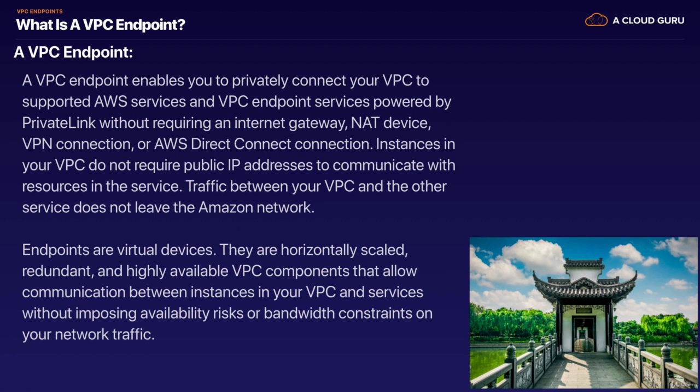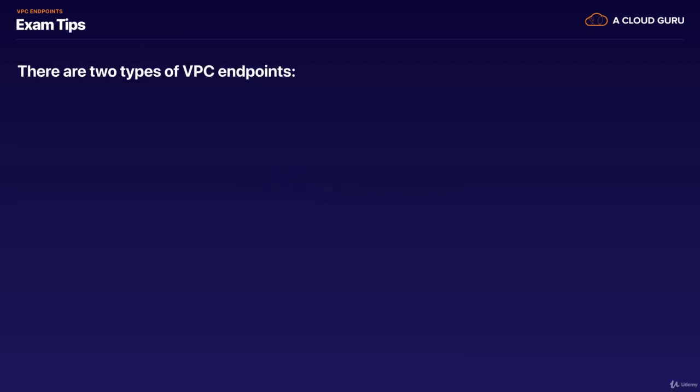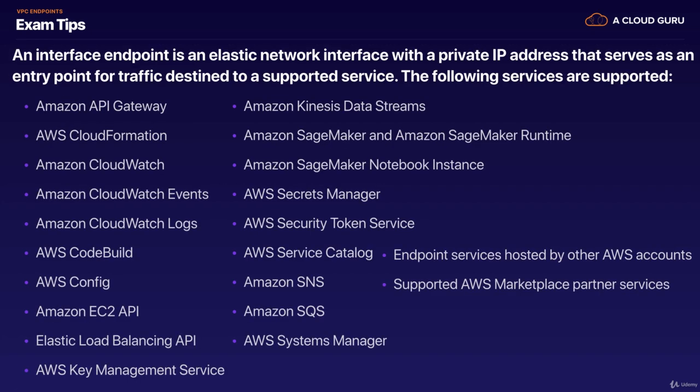Endpoints are virtual devices, and they are horizontally scaled, redundant, and highly available VPC components that allow communication between instances in your VPC and services without imposing availability risk or bandwidth constraints on your network traffic. And there's basically two types of VPC endpoints. We have our interface endpoints and we have our gateway endpoints. In this lab, we're going to create an S3 gateway endpoint. We'll have a look at how we're going to do that a bit later.